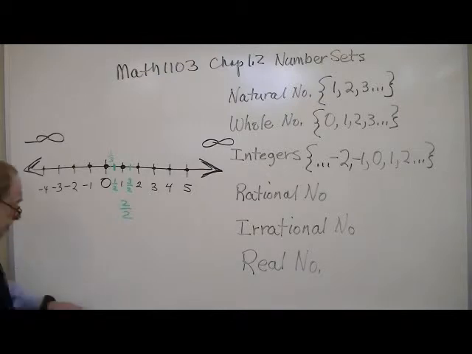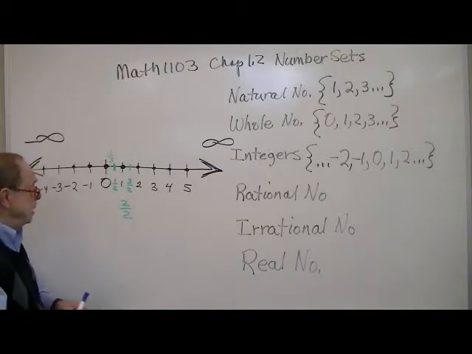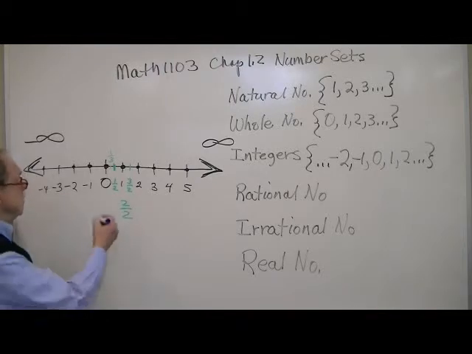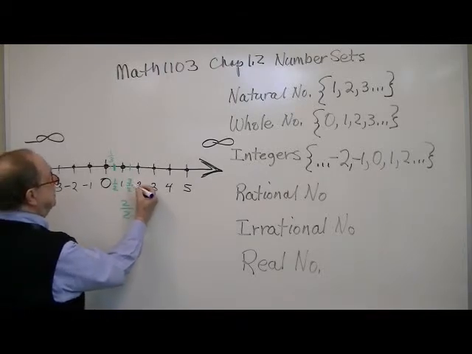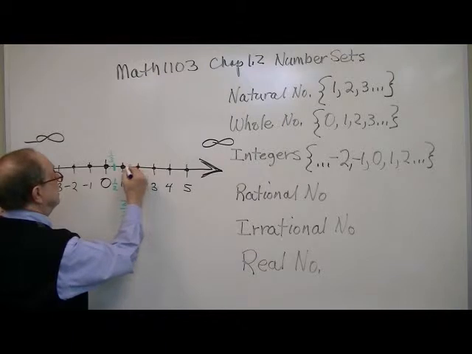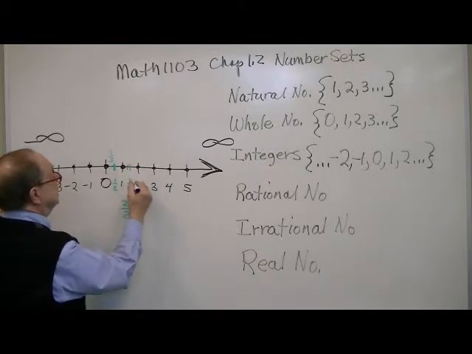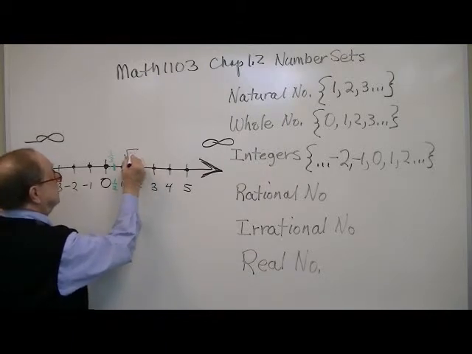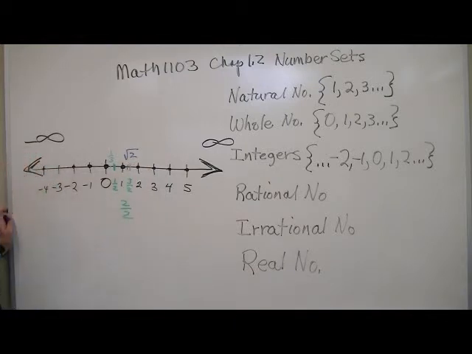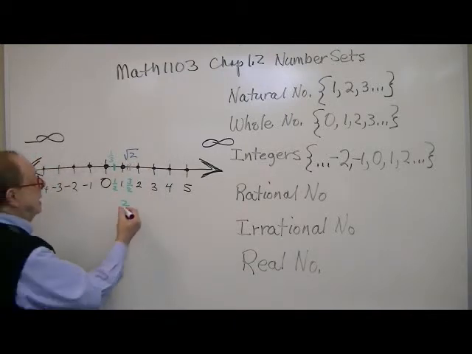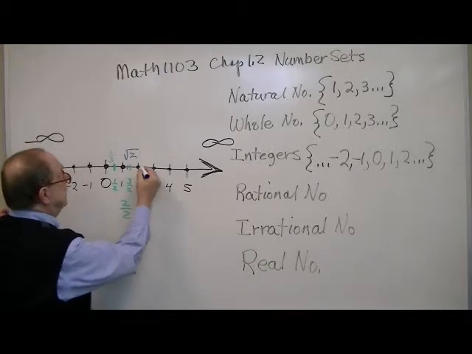Now, are there other numbers there too? Well, yes. If you went over here on the other side of 1, right about there, we have the square root of 2. And over 2, we have here the square root of 5.